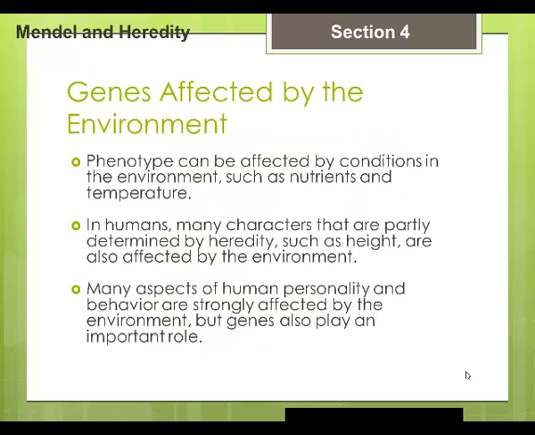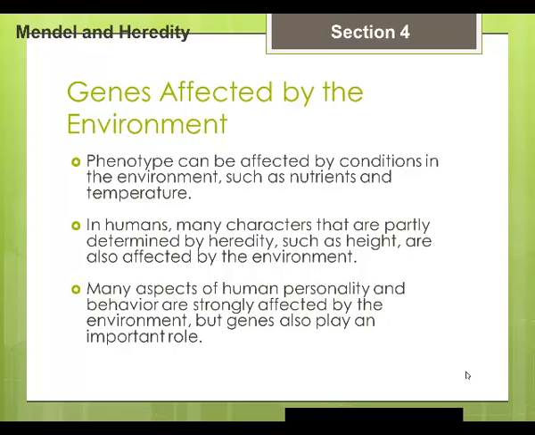Genes affected by the environment. Phenotypes can be affected by things that happen within our environment. It could be nutrients and whether nutrients are available. It could be temperature. Some organisms are controlled by the amount of light and the duration of light throughout the seasons. So there's a number of environmental factors that can also impact the phenotype that is expressed within an organism. Looking back at that Bellringer and thinking about the Arctic fox, there's obviously an environmental factor that causes them to change their coat color.